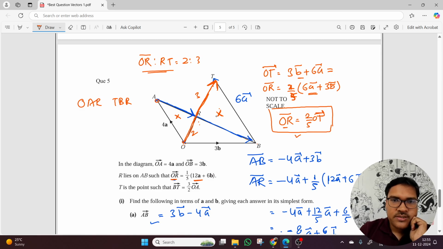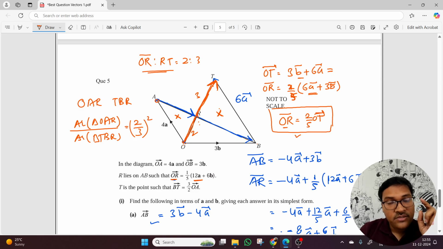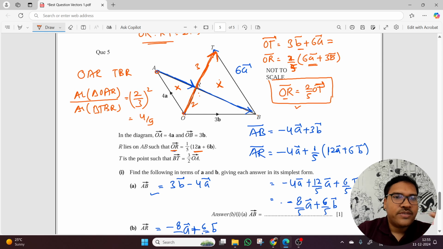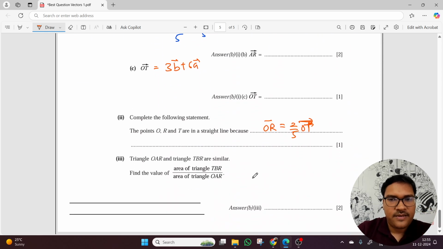Now see, if these two triangles are similar, these are their corresponding sides. So the area of triangle OAR upon the area of triangle TBR is equal to 2 by 3 whole square, because look at the ratio of area. The scale factor is 2 by 3, so 2/3 squared, which is 4 by 9. The question asks for the ratio of TBR to OAR, so you just write the reverse of this, that is 9:4. That is the answer.